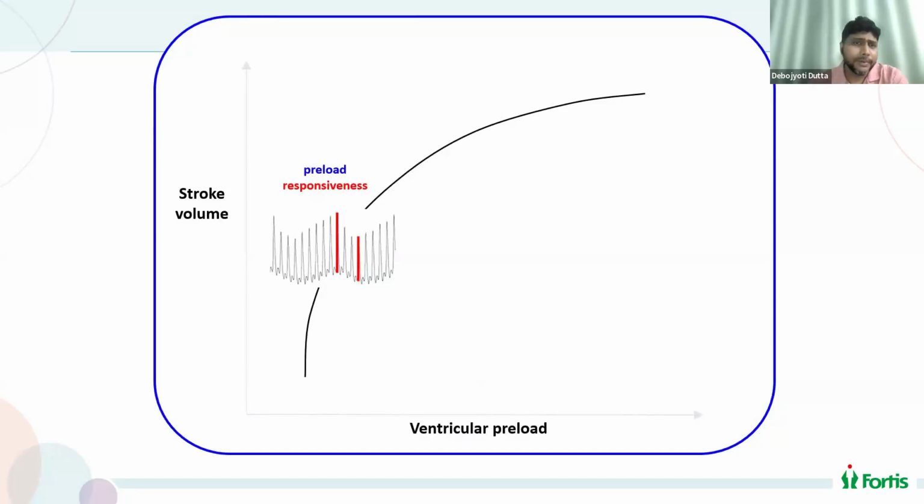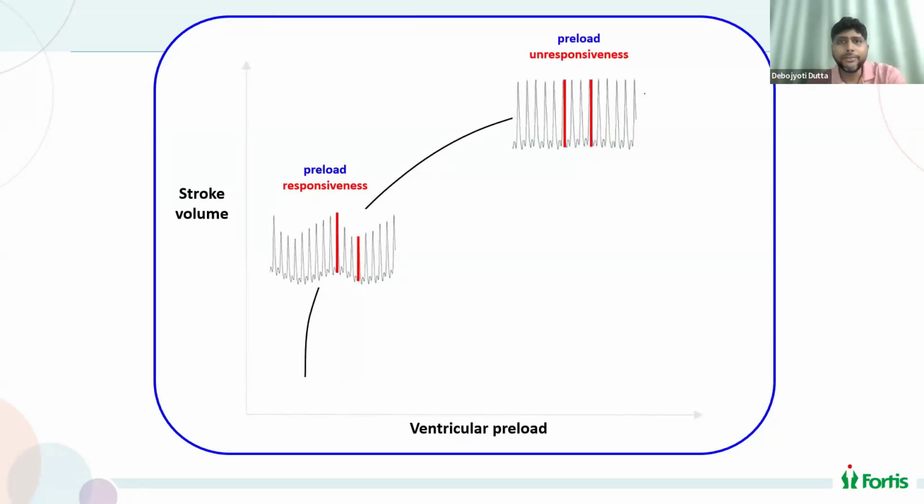Here you can see that in the steeper portion of the curve there is more variation, and the patient is more responsive. In the plateau phase, the patient becomes unresponsive, and the variation is gone.